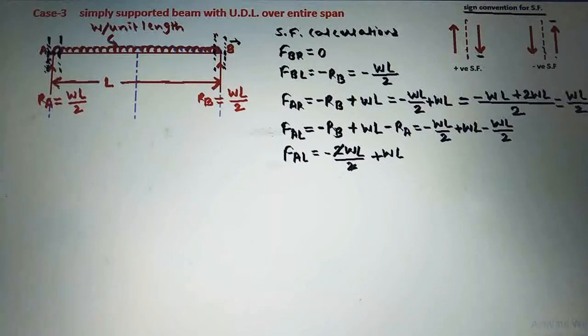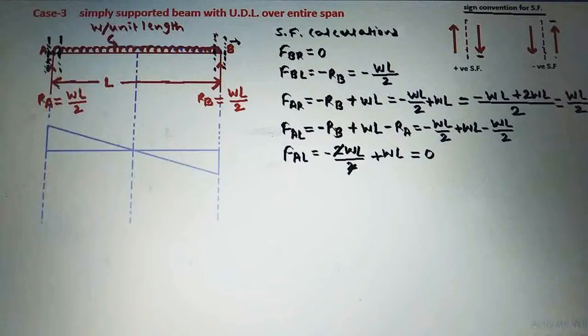Now this 2 will get cancelled here. So minus WL plus WL should be equal to 0. So the shear force at a section just left of A should be equal to 0. So these are the shear force calculations. Now we will draw the shear force diagram.